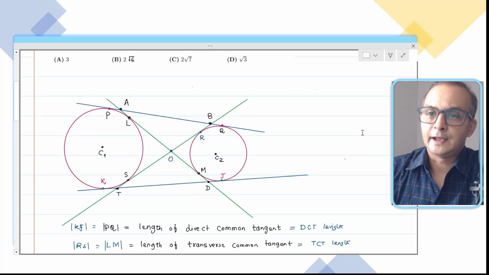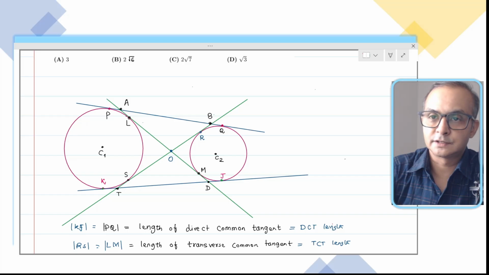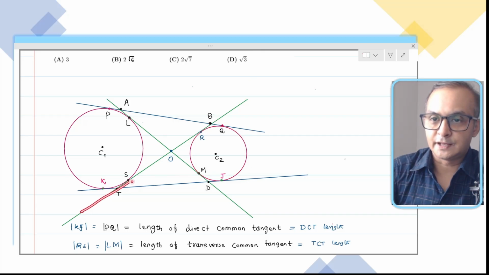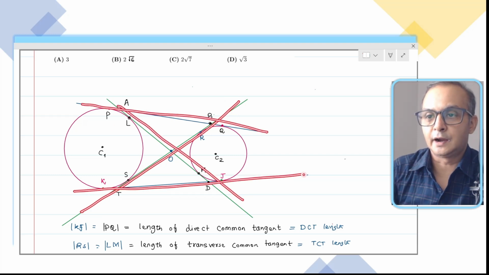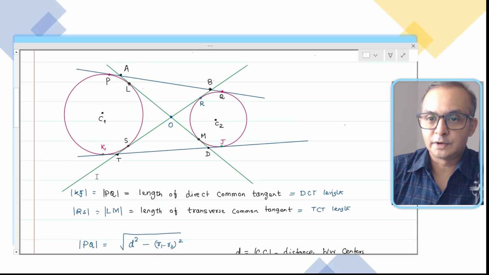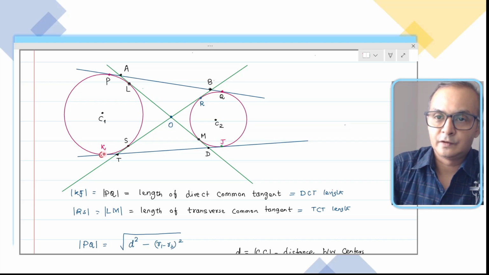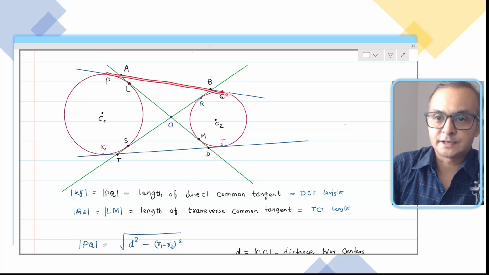So I have two circles here, and I have already done some constructions so that our work will be easier. I have circle C1 here, centered at C1, and circle C2 over here, centered at C2. These green tangents are the transverse common tangents, and these blue tangents are the direct common tangents. The direct common tangent KJ and PQ must have the same length.